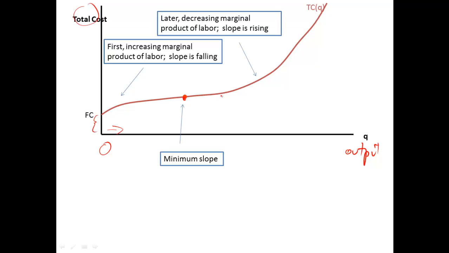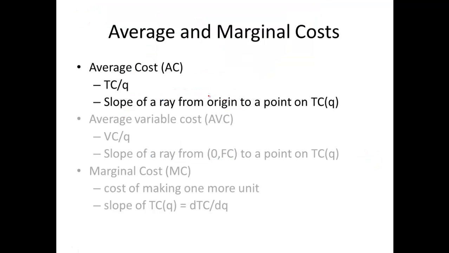Where the slope is rising, we have that region of decreasing marginal product of labor. The thing you have to get straight is that if additional workers add more to output, so we have increasing marginal product of labor, that means the increments to cost are falling. Whereas when you have decreasing marginal product of labor, costs are rising, and therefore the slope of the total cost curve is rising. All right, we'll work with that picture a lot.